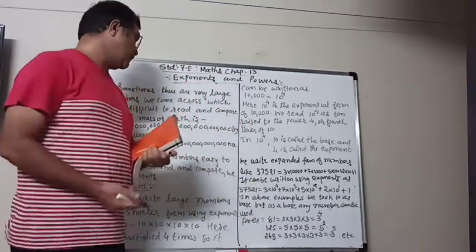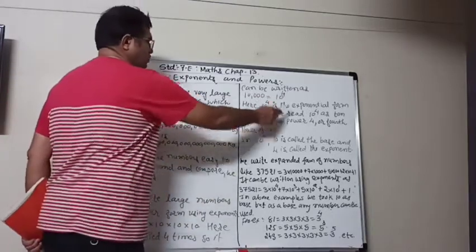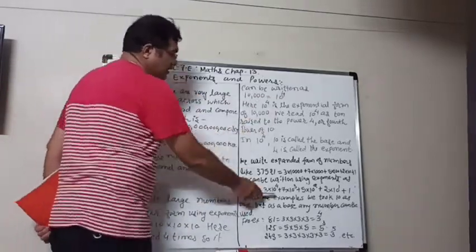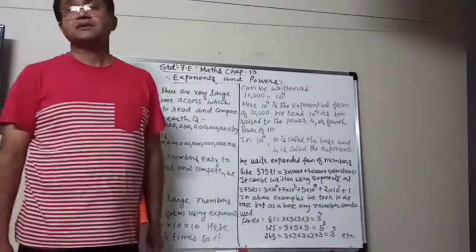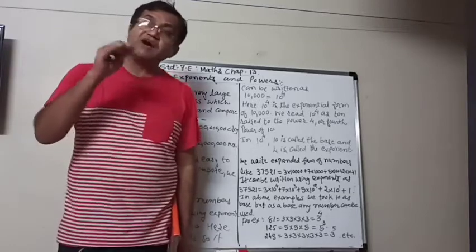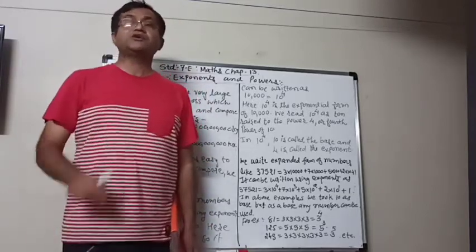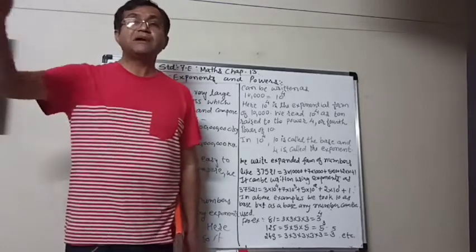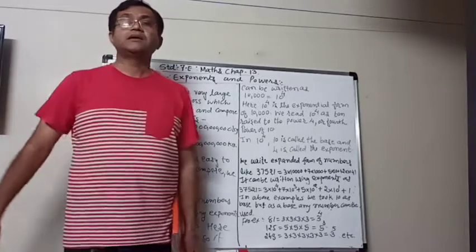And plus 1. Now here you can see that in all of them, 10 is the base. But it is not necessary that every time the base will be 10 only. You can take any number which is multiplied more than one time as the base.